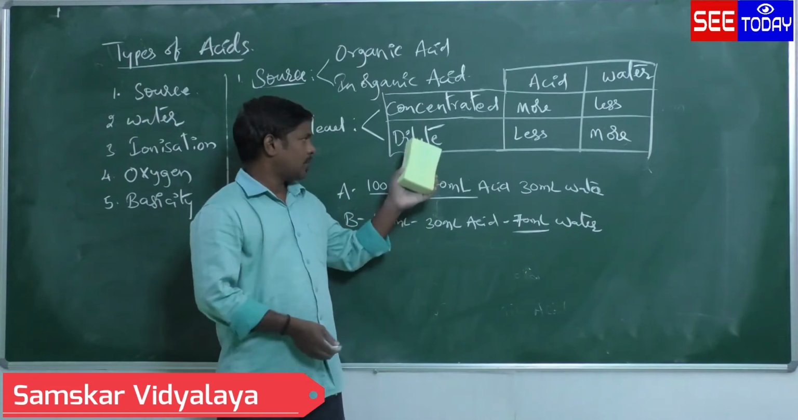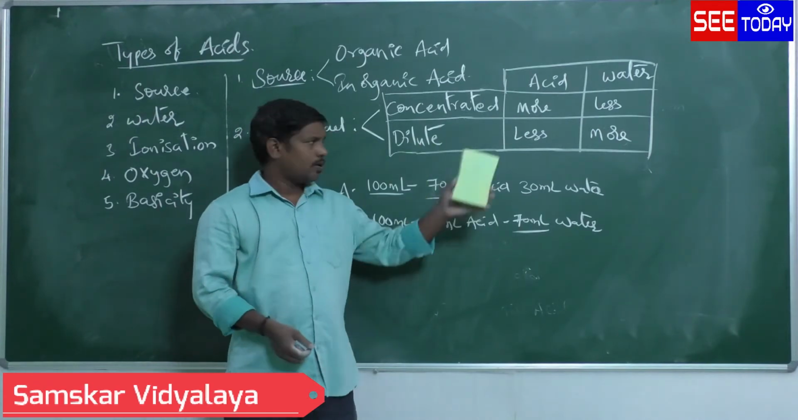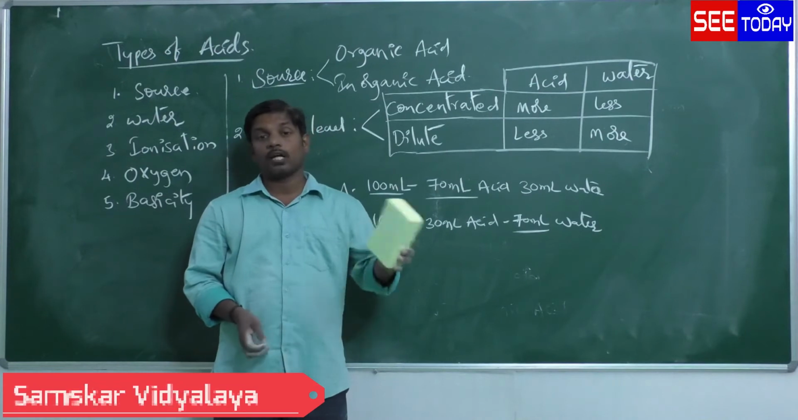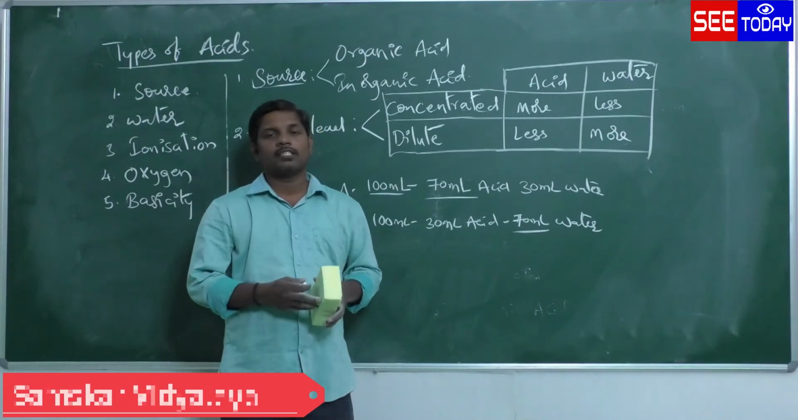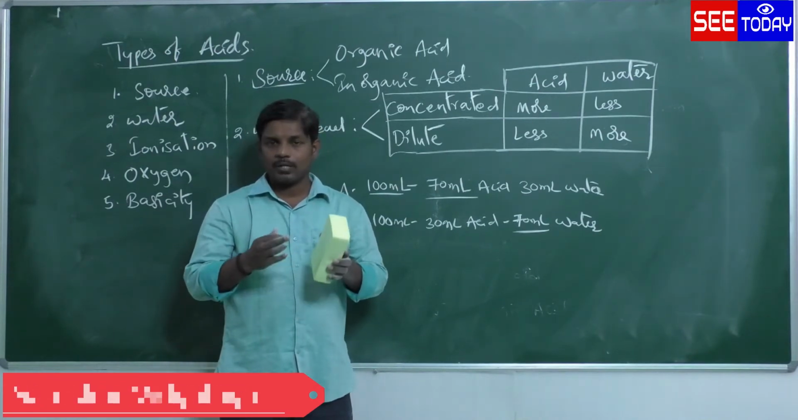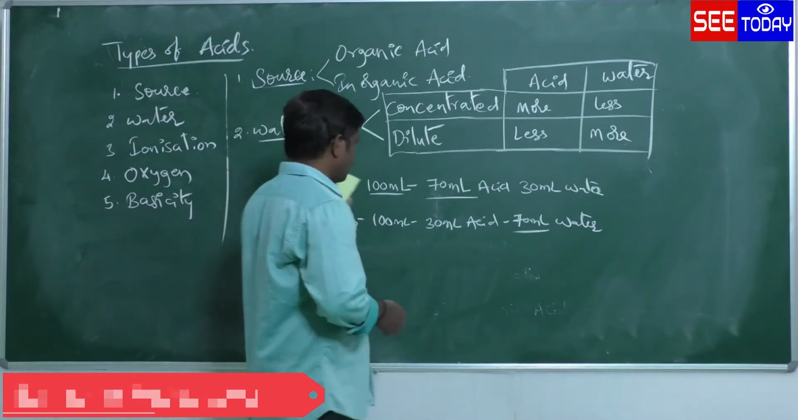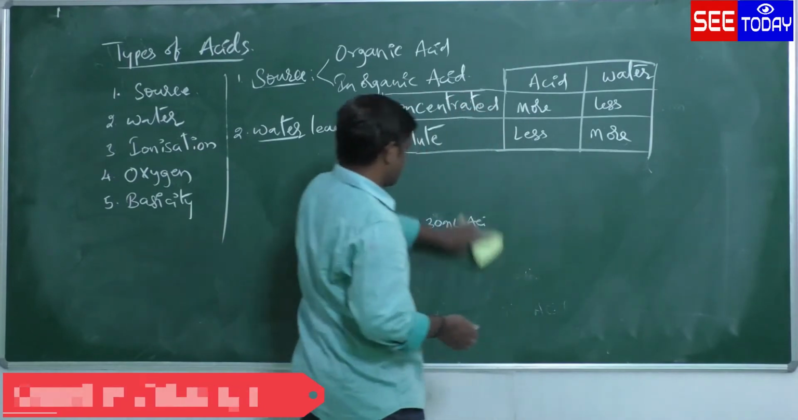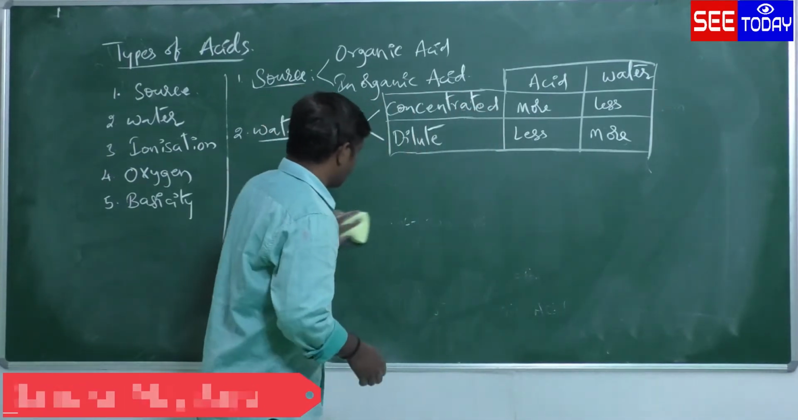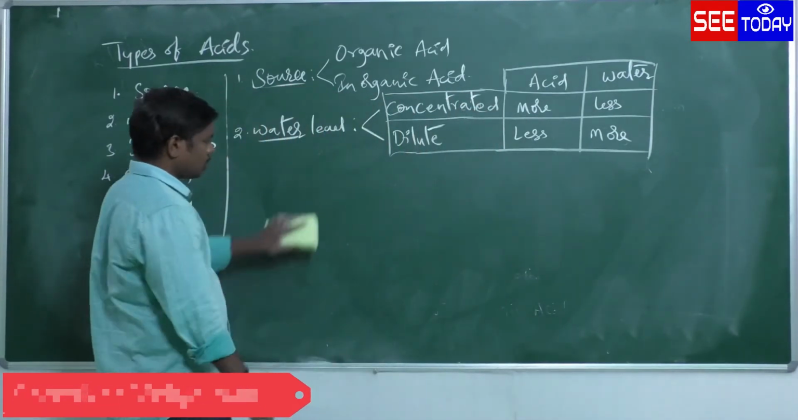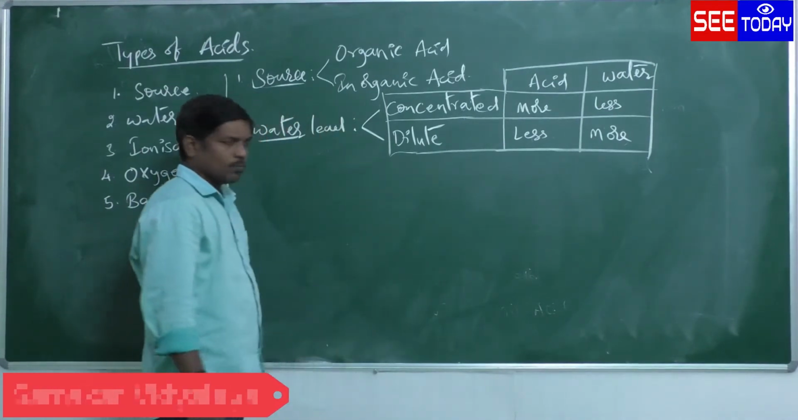Once again, the acids in which acid level is less and water level is more are called dilute acids. Clear? So now you have detailed knowledge regarding what is concentrated acid and what is dilute acid.